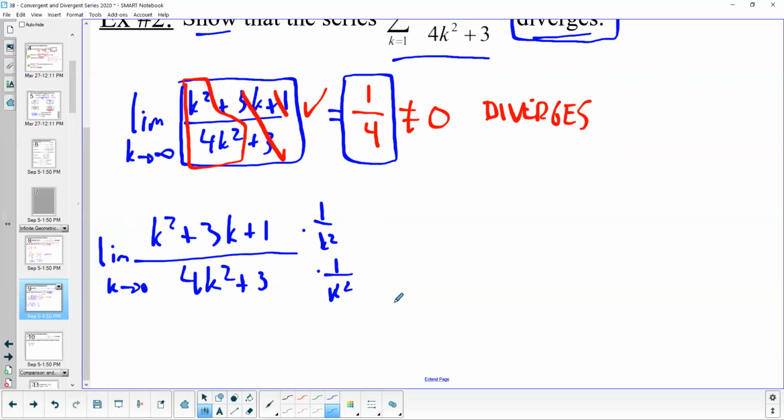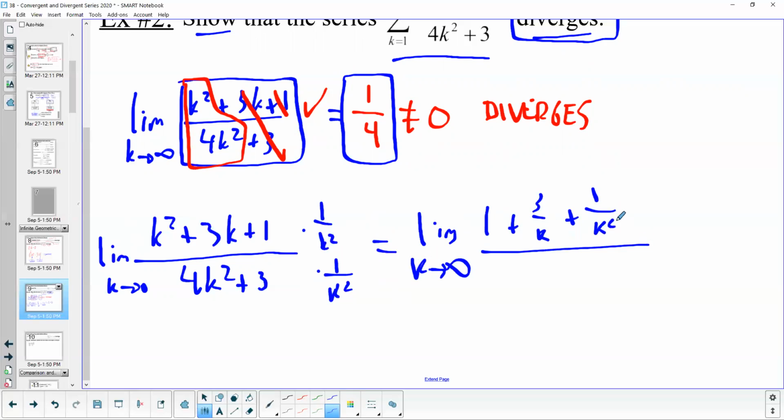If I do that, I end up getting the limit as k approaches infinity of, k squared times 1 over k squared is equal to 1, plus 3 over k, plus 1 over k squared, over, and on the bottom, we have 4 plus 3 over k squared.